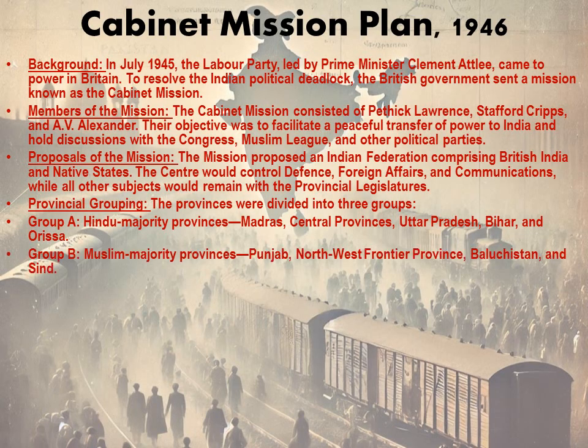Then there was Group B, which undoubtedly had Muslim majority provinces like Punjab, Northwest Frontier Province, which is also called NWFP, Baluchistan, and also Sindh. So these were the Muslim majority provinces which were grouped together. Group C had Bengal and Assam because here the population of Hindus and Muslims was almost in the same ratio.